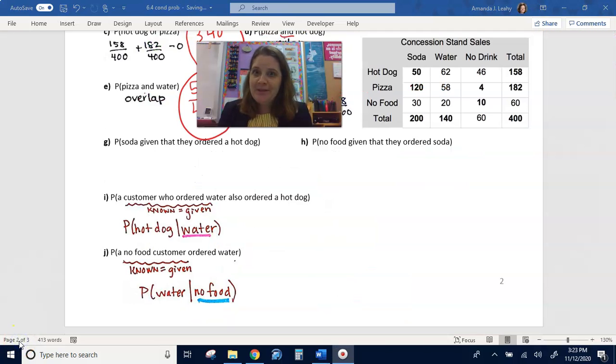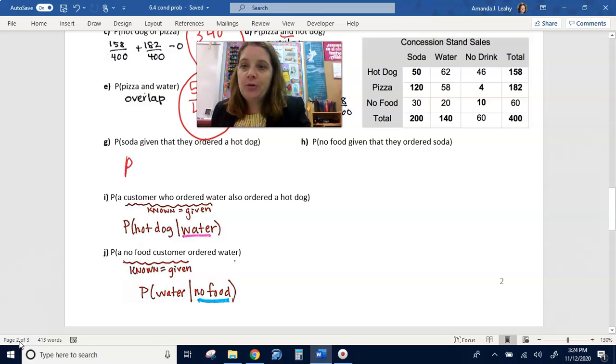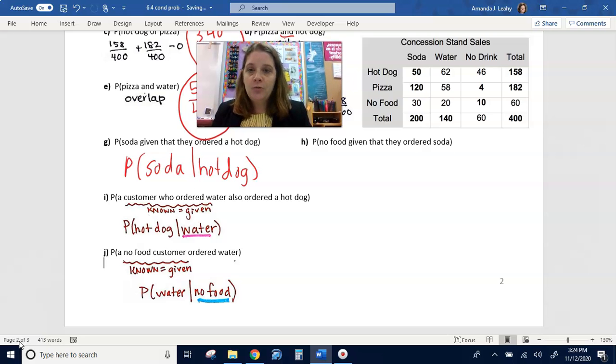Okay, I had to move my table down so we could see the rest of this. The next question says, what's the probability that they ordered soda given that they ordered a hot dog? All right, so I'm going to translate that into symbols here. What is the probability that they ordered a soda given that they ordered a hot dog?